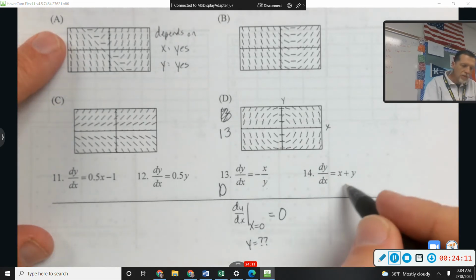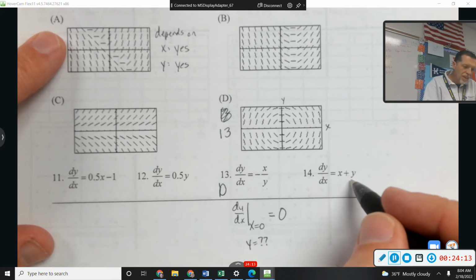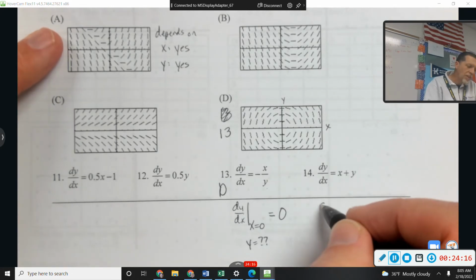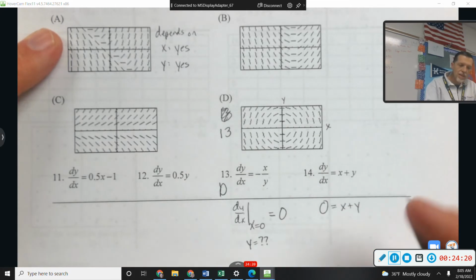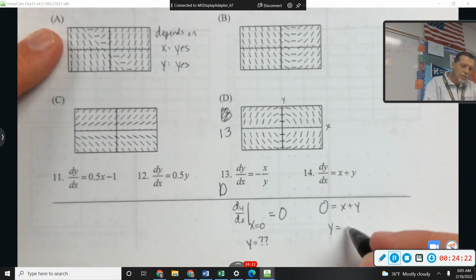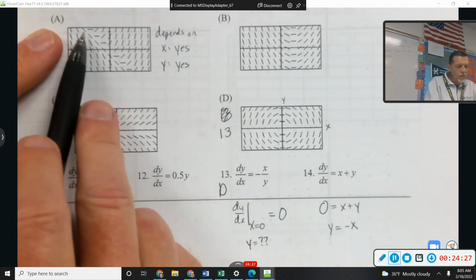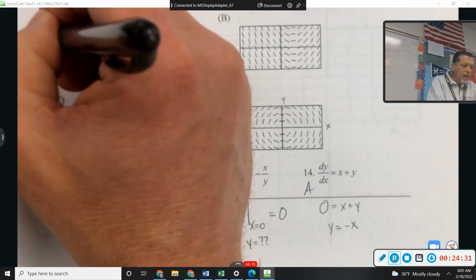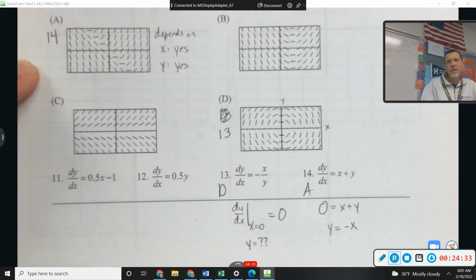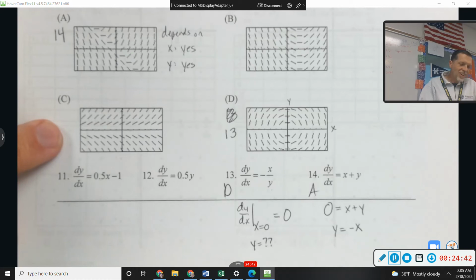If you pick some points on that one, another way to do this is to set the derivative equal to 0 and figure out what makes that happen. Well, that happens when y equals negative x. And so at y equals negative x, 14 is A. Or you could plot some points and see. I just thought it works an awful lot like D from the one we did before. Yes. All right, C or B, well, either one.